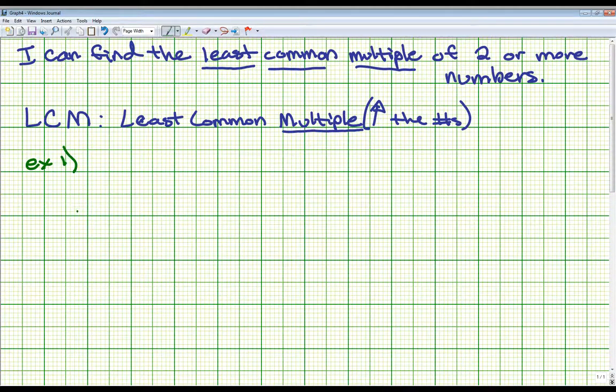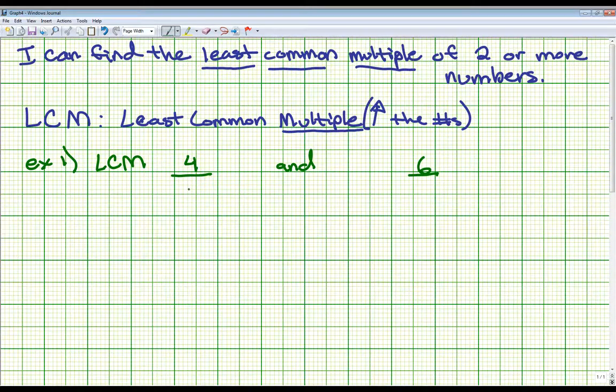So example 1 on page 38 says find the least common multiple of 4 and 6. So we're finding the LCM of 4 and 6. I'm going to start out the same way we did on our factor lesson by putting the numbers at the top. Now, for this one, we're going to do the strategy called listing multiples. So we're going to list some multiples of 4 and list some multiples of 6. Now, you can continue listing multiples forever and ever, but what I like to do is list the first 3, and see if we can identify multiples that are common.